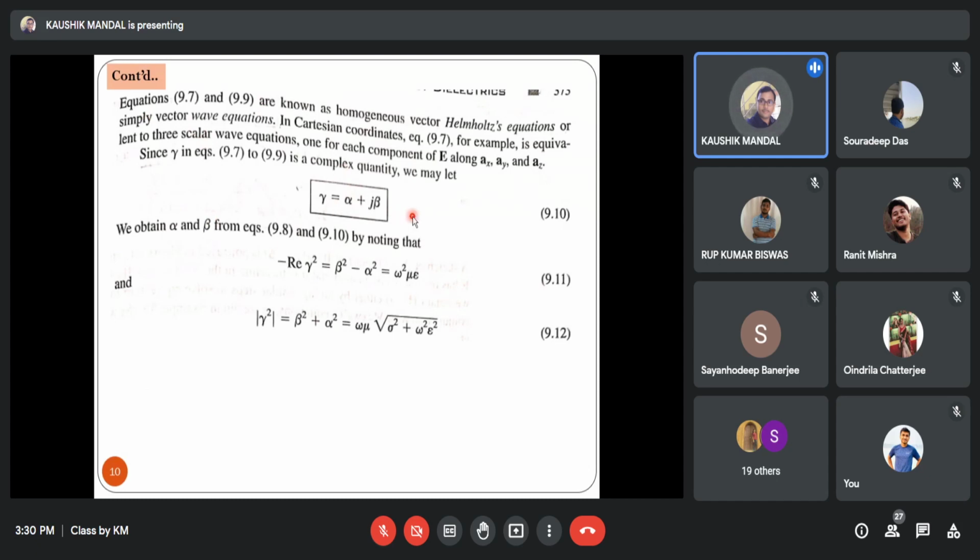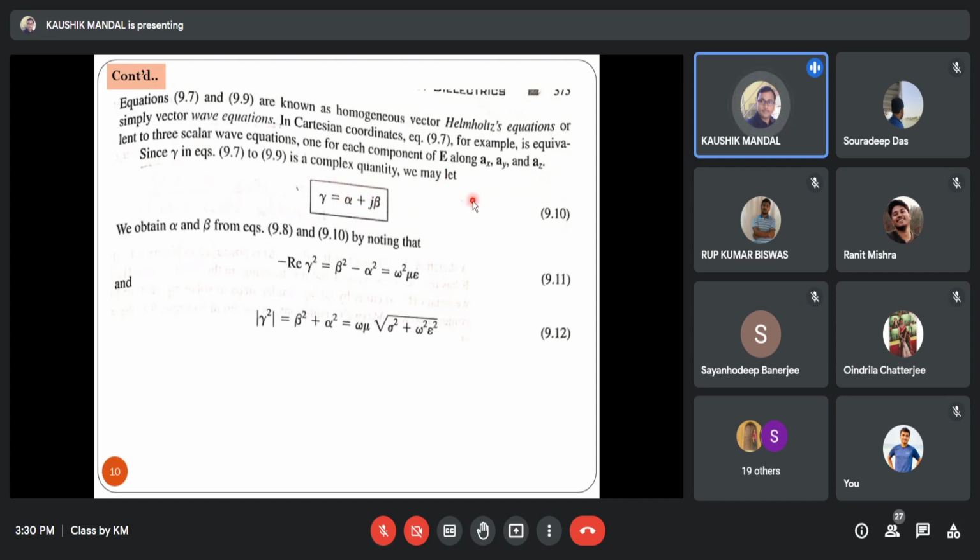Now this gamma is also written in terms of alpha and beta, where, as we have already defined, alpha is the attenuation constant, and beta is the phase constant. So this gamma can be written in the form of alpha plus j beta.